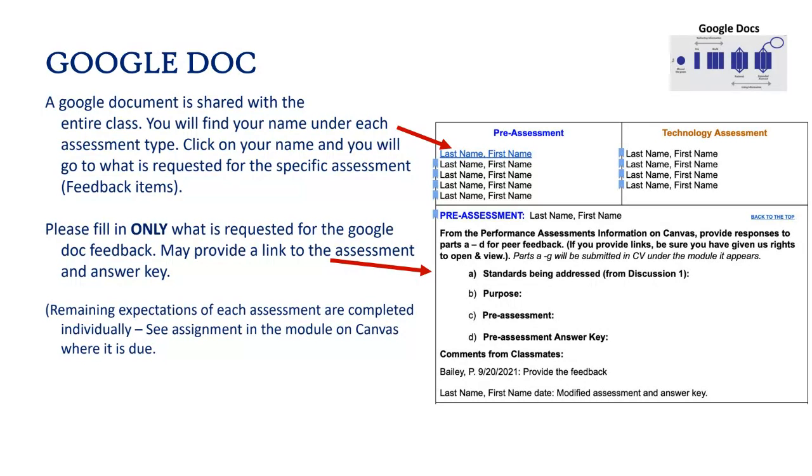the pre-assessment information. Once you get here, you're going to see that you're going to do A, B, C, and D. These are the parts of the rubric. And below there, there's a place for comments. And you might note my name, the date, and then I will provide you feedback.